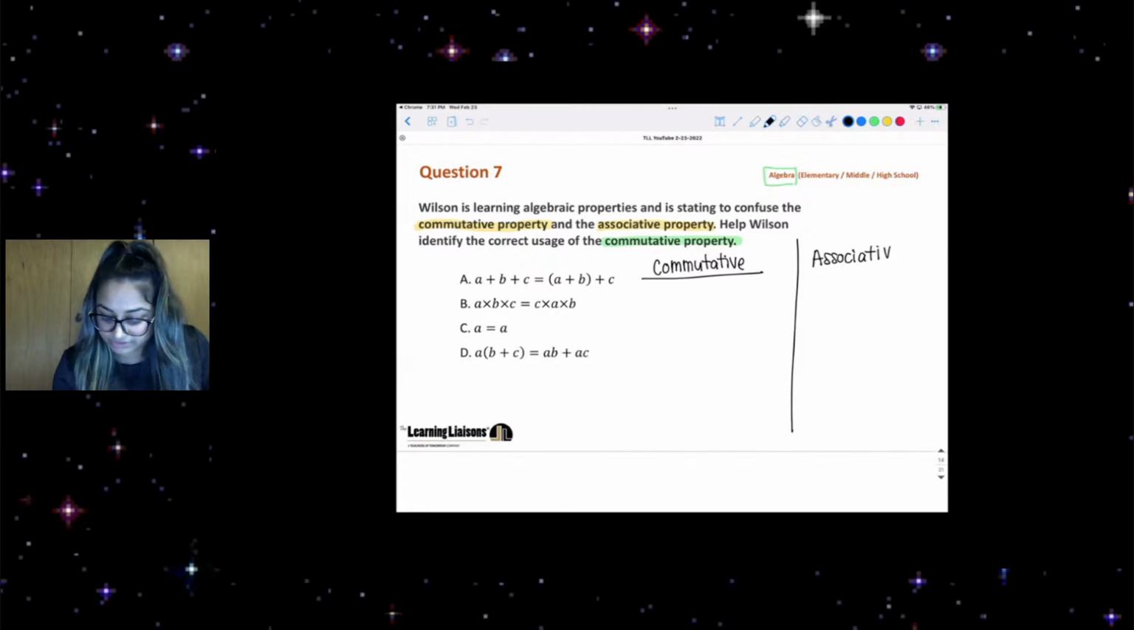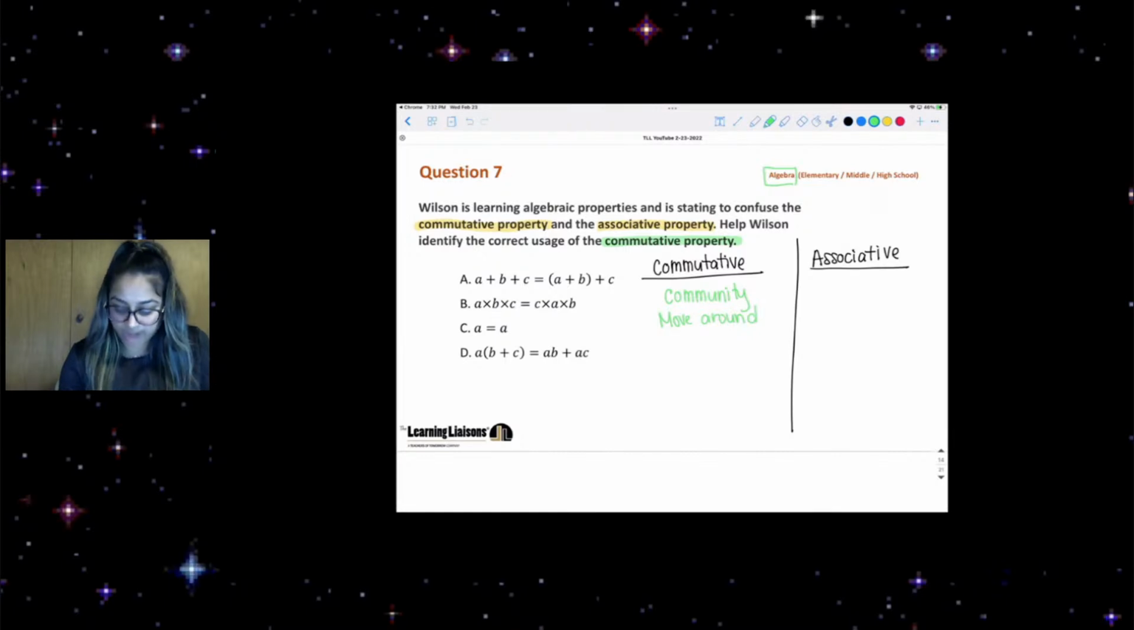What do we know about the associative property? So for the commutative property, I can move around my community freely. So it's like being in a community. Why do I say that? Because remember, we can move around how we want.